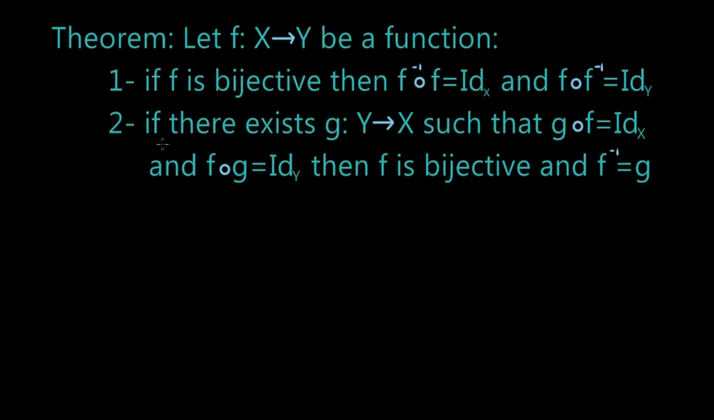And a second part of the theorem says that if there's a g that goes from y to x, and verifies these two things, so g composed with f is the identity in x, and f composed with g is the identity in y, then f is bijective and g is the inverse of f. So let's start the proof.